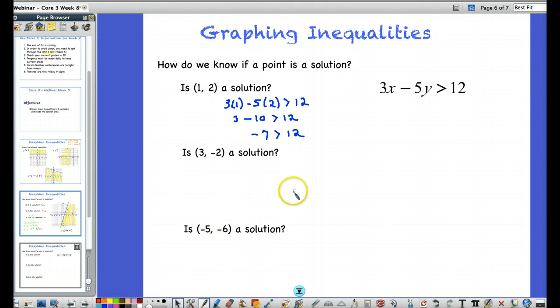Good. So that's much easier than having to graph it every time. So I plug that in. Is negative 7 greater than 12? Is that true or false? False. So is that point a solution? No, it is not a solution, no.